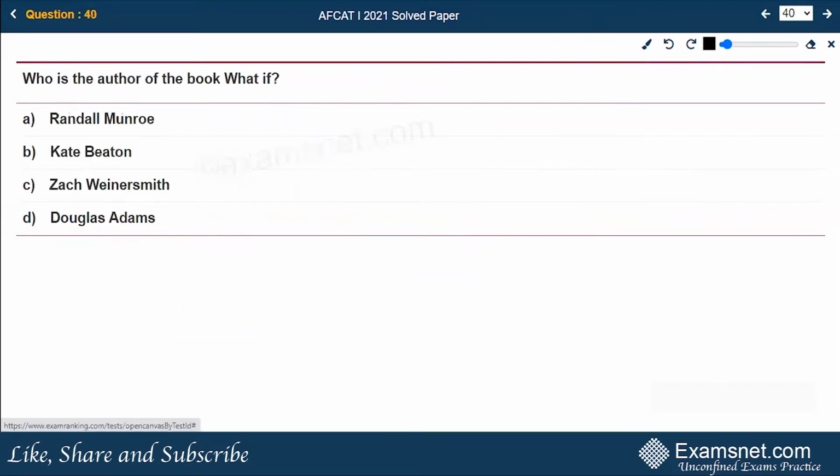Next, question number 40. Who is the author of the book, What If? Randall Munro is the author of this book. It's a non-fiction book in which the author answers hypothetical science questions sent to him by the readers of his webcomic. This book contains a selection of questions and answers originally published on his blog, What If? So this is your answer.